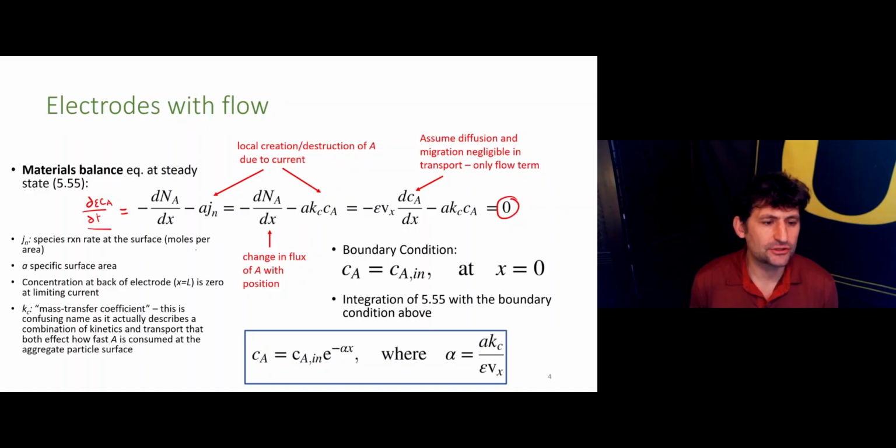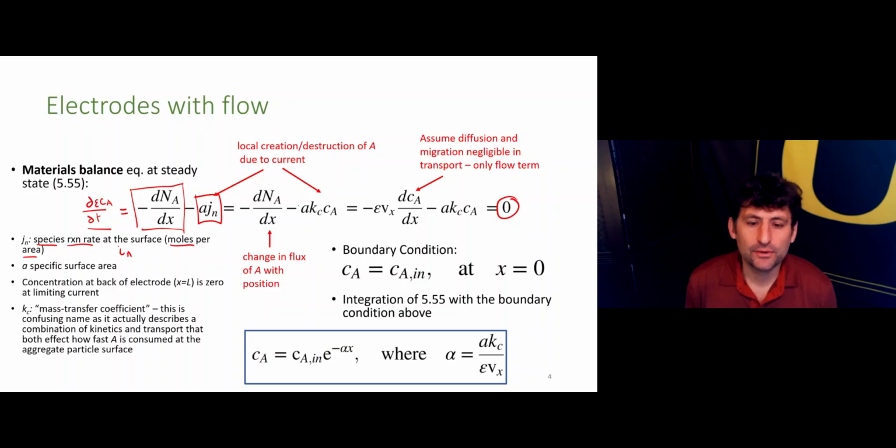We can write that concentration change in any given element as the change in flux across that element, what goes in minus what goes out, plus the local creation or destruction of A due to current. Here, A is the specific surface area, where Jn now is the species reaction rate. It's related to In, but in this case, Jn is in moles per area instead of current per area.